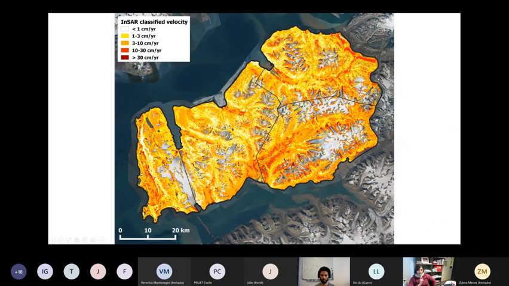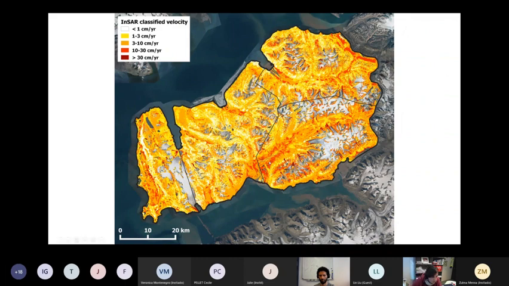Then we also did this InSAR processing. This is quite challenging in Svalbard because basically everything is moving in Svalbard. It's a continuous permafrost environment where you have, in the flat terrain, soil subsidence during the summer due to melting of ice in the active layer.